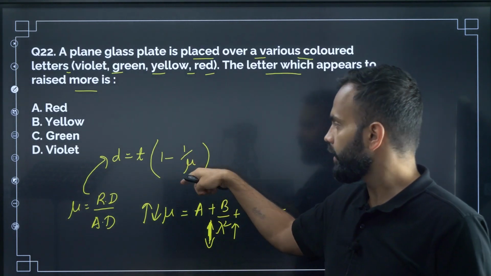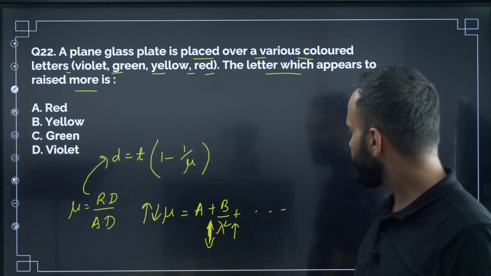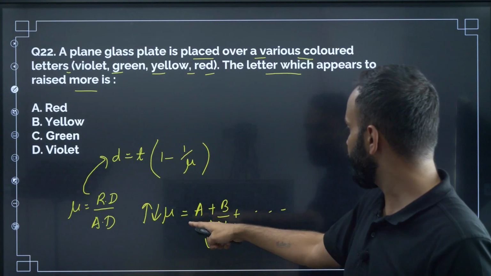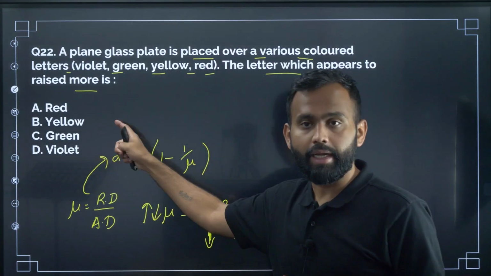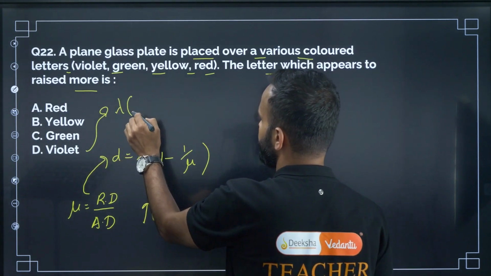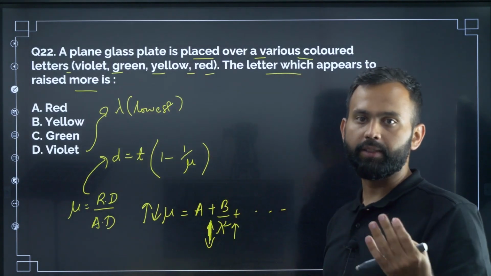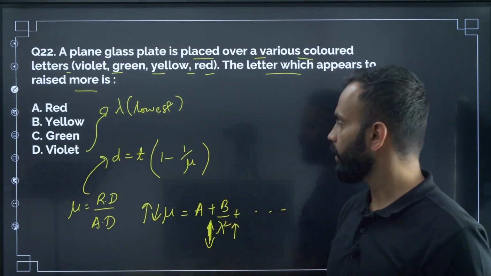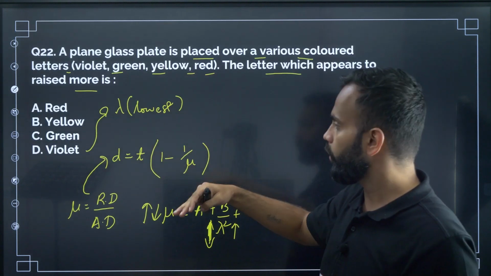So which color has the maximum refractive index? Here the maximum refractive index is for violet color. Why? Because violet color has the lowest wavelength. So then the value of mu is maximum. If the value of mu is maximum, then 1 by mu value decreases. Then the raise will be more, or the shift will be more.